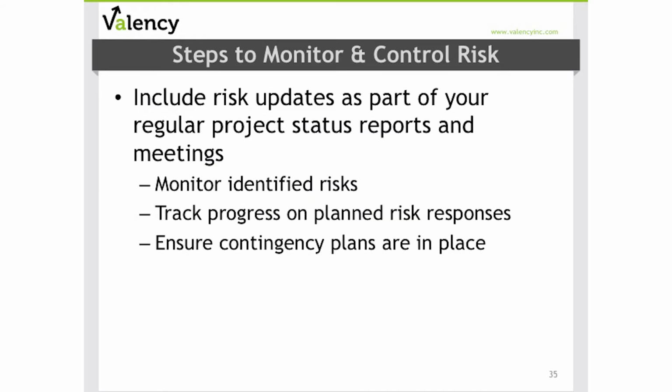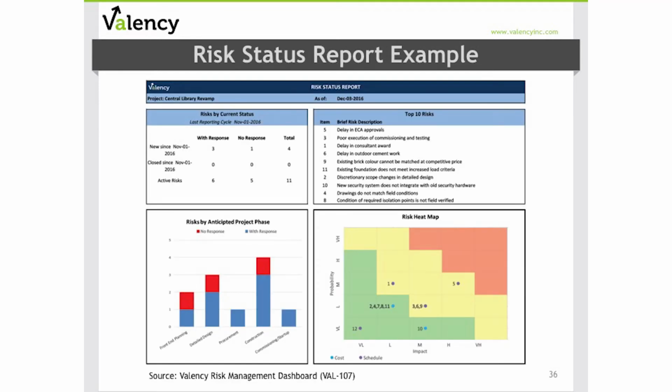Including risk monitoring as part of your regular project status meetings is one of the most crucial steps towards making risk management part of your project culture. This is where you can keep your team focused on the identified risks. You can track your team's progress on executing those planned risk responses, as well as putting contingency plans into place. One of the most effective ways to support this step is to have a risk status report or dashboard that provides your team with a very concise update on risk, just like we would provide an update on cost or schedule performance at a monthly status meeting.